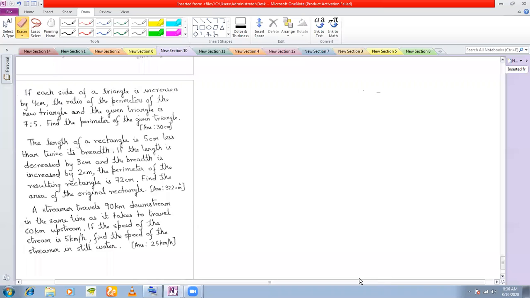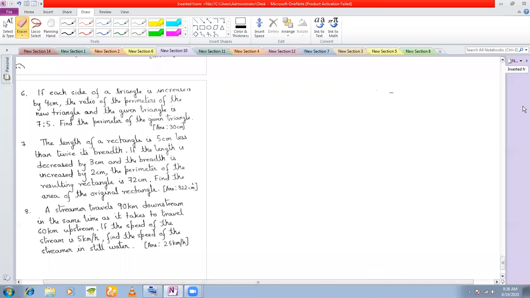Okay. So now this question: if each side of a triangle is increased by 4 centimeters. There are three sides of a triangle. Each side is increased by 4 centimeters. The ratio of the perimeters of the new triangle and the given triangle is 7.5. Let us construct the triangle and try to understand.